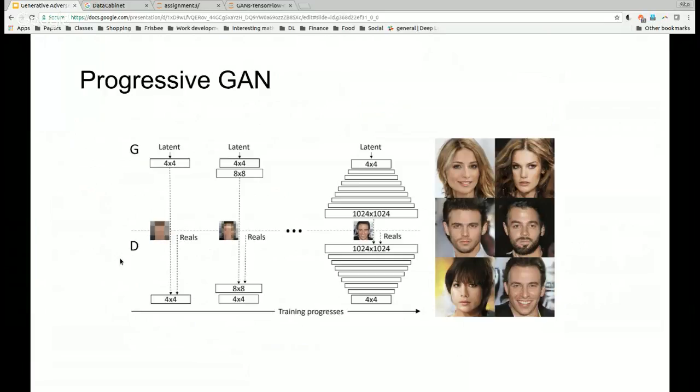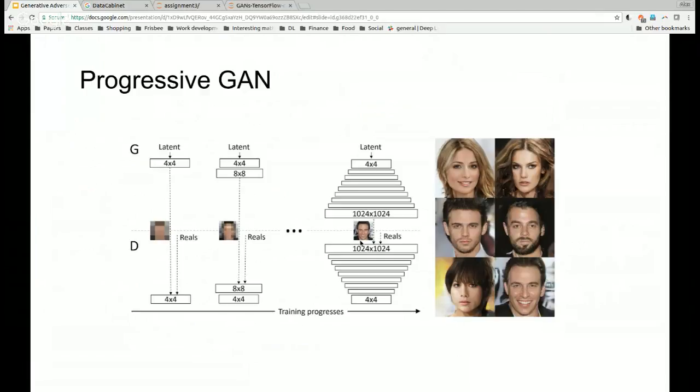Early on it's going to be really fuzzy because it's a very coarse model, like 4x4 blocks, and they slowly add more and more layers to it. I think they add them with some sort of residual connections. But basically, as the training progresses, they add in these higher resolution model blocks, and this means that they capture the global structure earlier on.